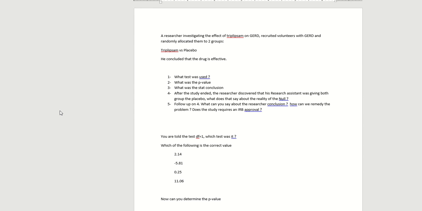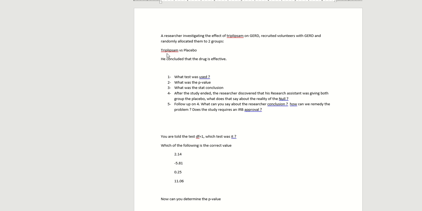Continuing with the application on power and effect sizes and testing hypothesis, here's another example that you can find on Blackboard under the power definitions sections. It says a researcher investigating the effect of triplypsam on GERD recruited volunteers with GERD and randomly allocated them to two groups. One is receiving the treatment, the triplypsam, versus the other group which received the placebo.